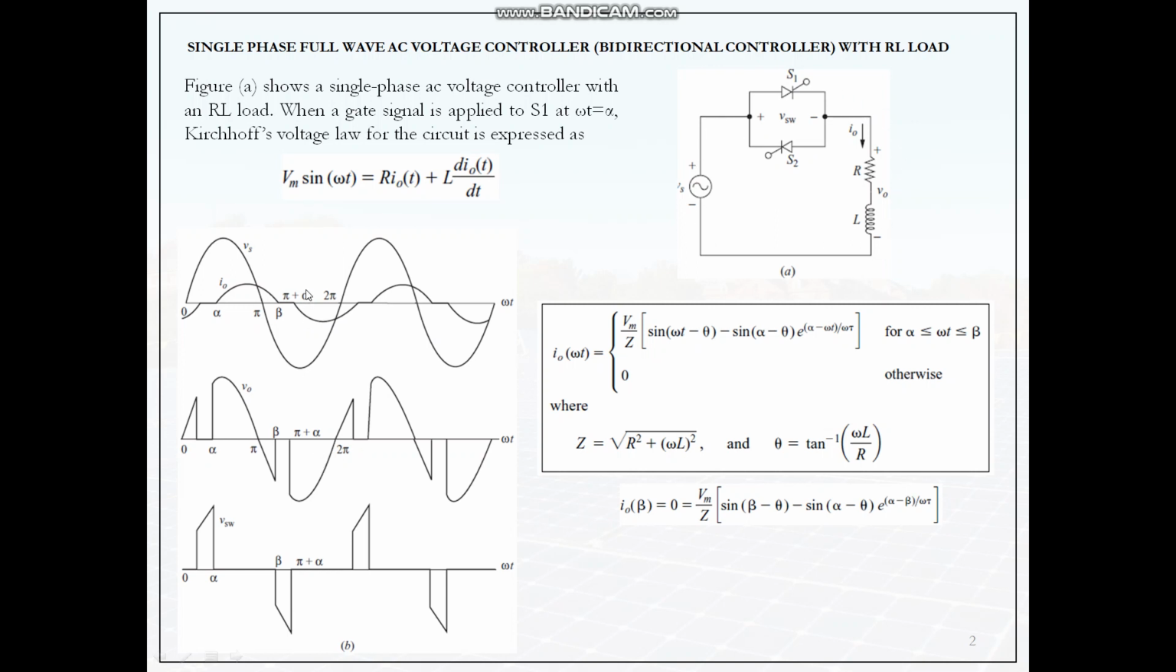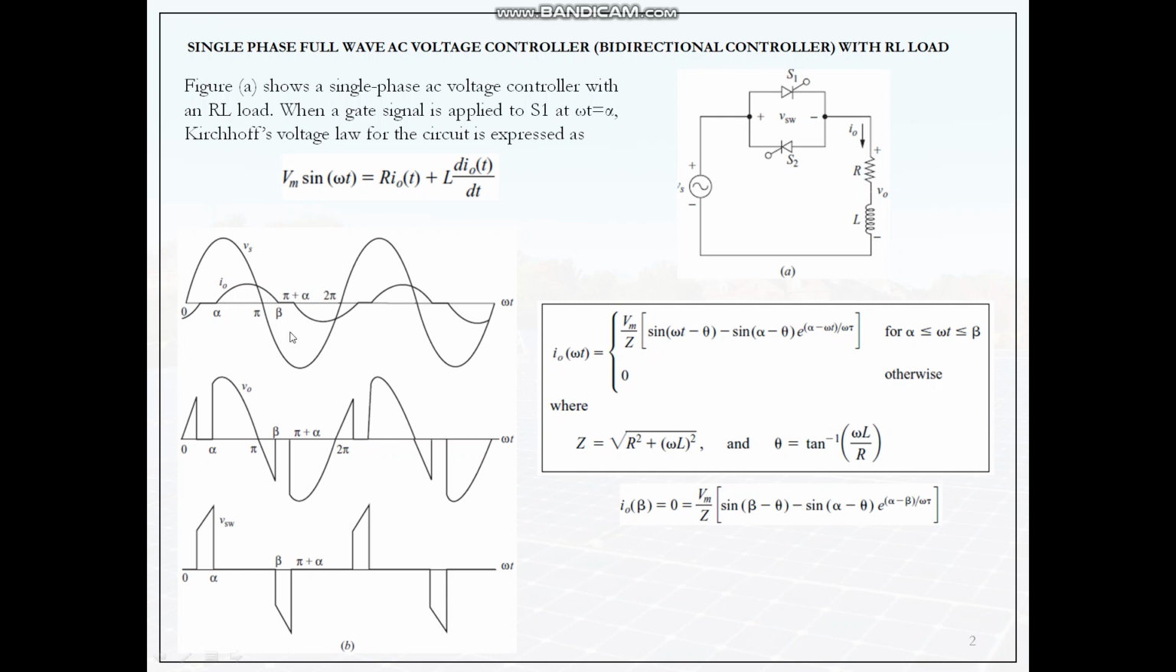Negative direction current you will get from pi plus alpha to 2 pi, and again it is not 0 at 2 pi, so it will be 0 at a value higher than 2 pi. You can see that after pi plus alpha the output voltage is equal to the input voltage. So the input voltage is this value, and you are getting this value. At 2 pi it is 0, but it will appear after 2 pi as well, because the current is not 0. As soon as the current becomes 0, the output voltage again becomes 0.